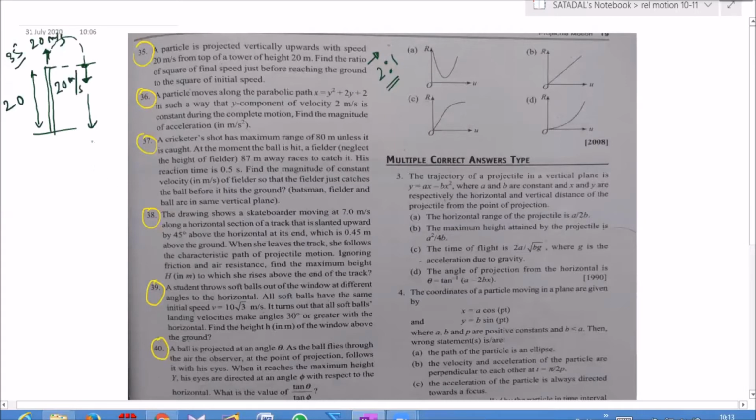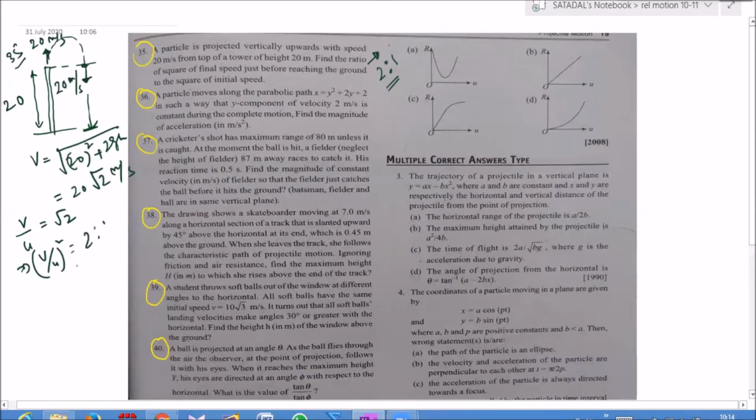20 meter per second. So when it is going to hit the ground, V is going to be root under of 20 square plus 2gh. That will make this value as 20 root 2 meter per second. So if you take the ratio V by U, it will come to be root 2. So V by U square, it will come to be 2:1. So that's question number 35.